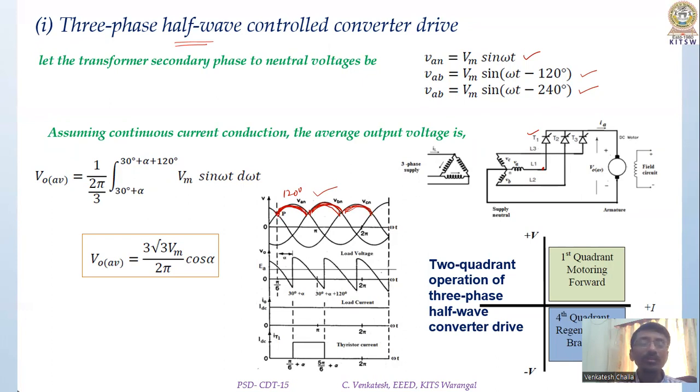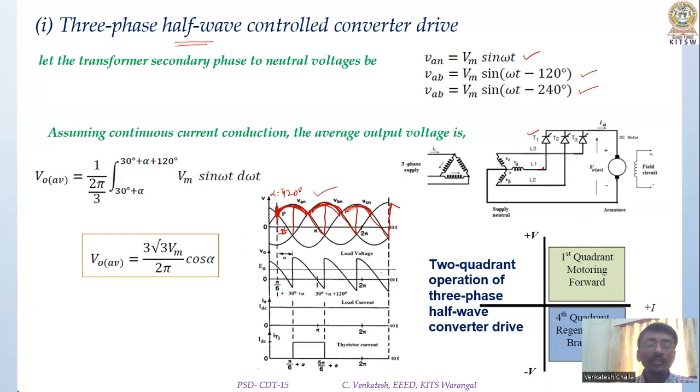If the device is turned on at this crossover point itself, then we say that the delay angle is 0. That means this crossover point is taken as the reference point. From this reference point, alpha is measured. If, for example, we give some delay and switch on the device at some value, let us say I'm turning on here, then T1 will be conducting up to 120 degrees, up to this, and then T2 will start, and then T3 will start like this. Next T1 takes over.